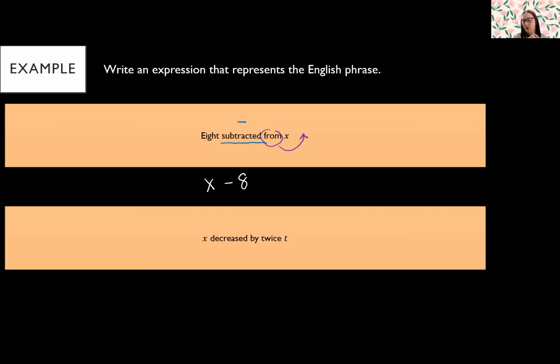So when you read this, 8 subtracted from X, the 8 is being taken away from X. That's why it has to follow the X, because it's being removed from X, so it has to come after X.